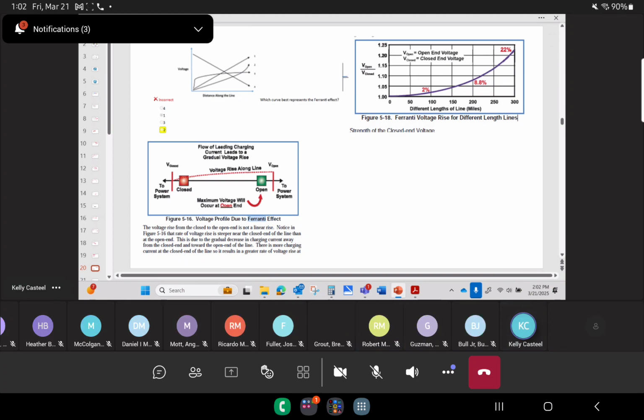This is not showing the voltage profile along the line. This is showing you for a 100-mile long line, you're going to get about a 2% increase. But if you looked at, and let's just use this 300 because it's going to be easier to draw, this is showing you for a 300-mile long line, you would get a 22% increase. But if you looked at the voltage profile along the length of that line, it's going to look something like that.